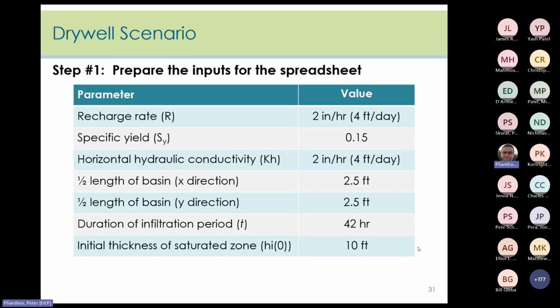Using the same type of chart, here are the values for our input parameters. 1/2 of the slowest tested saturated soil hydraulic conductivity rate is used for the recharge rate in the spreadsheet. The specific yield is the default value, 0.15. The horizontal hydraulic conductivity is the same as the recharge rate, since the site is located outside the coastal plain. The duration of infiltration period is 42 hours. And the initial thickness of the saturated zone uses the default value of 10 feet.